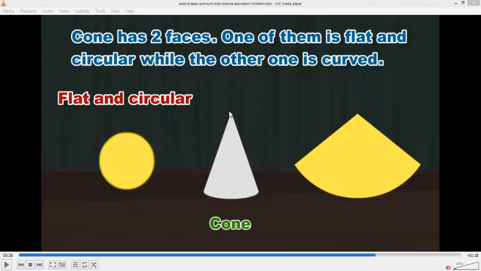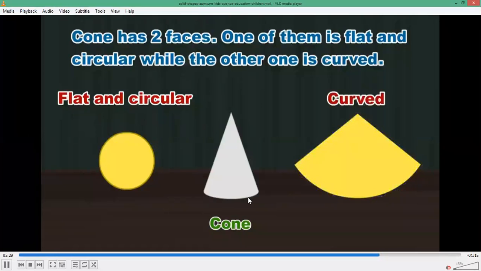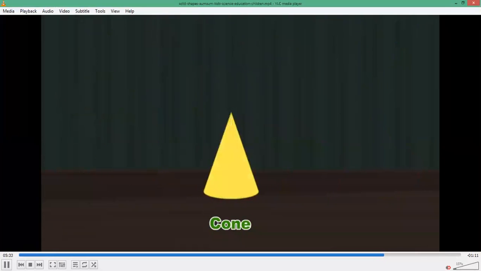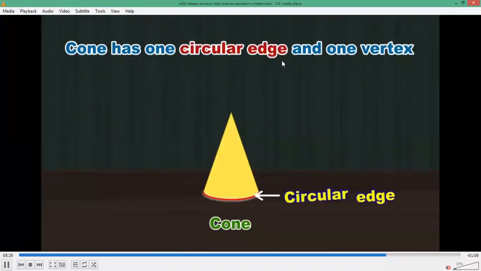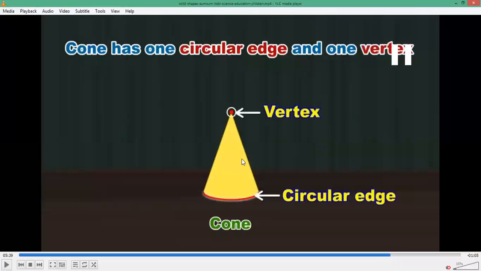This is the cone shape. This is the curved face. It is the circular face. And this is the edge. This one is curved. This is a flattened circle. This is the circular edge. Look here. And this is the vertex.